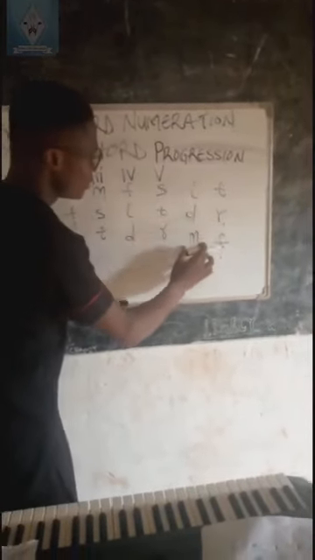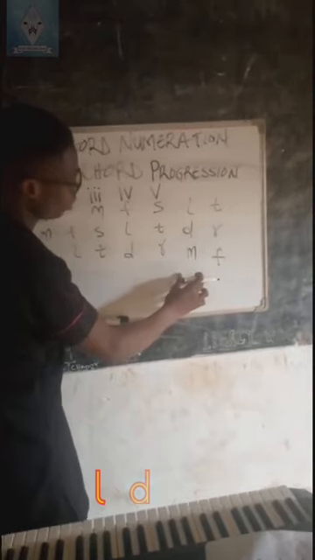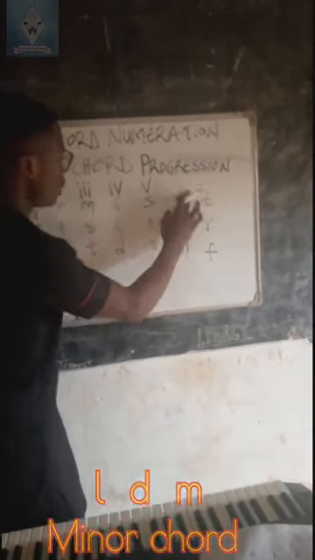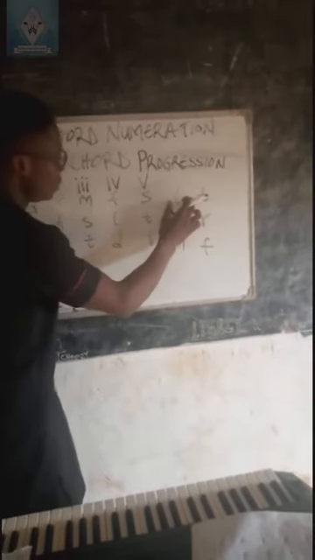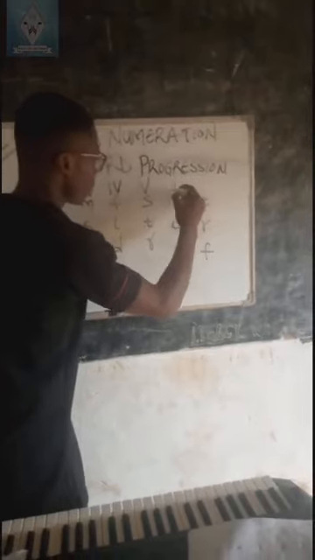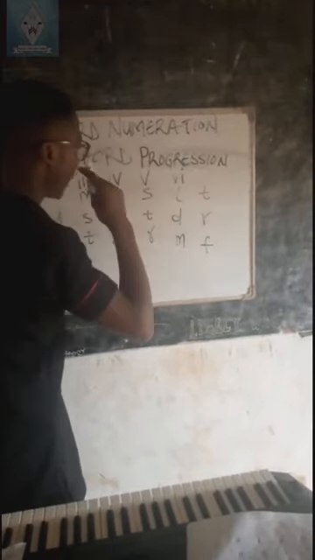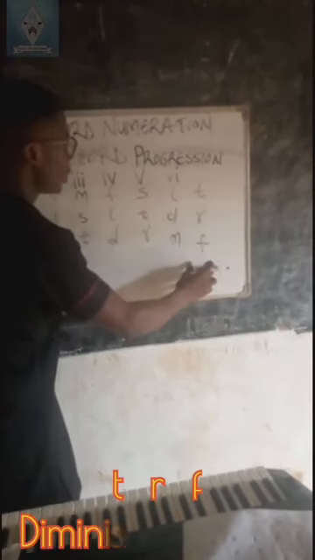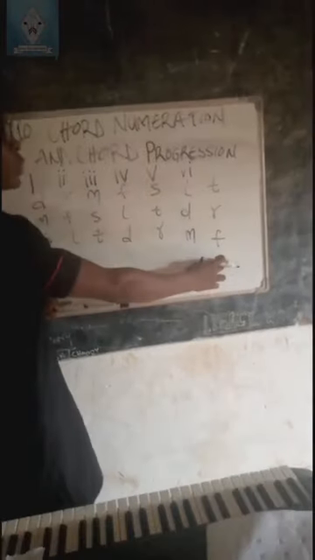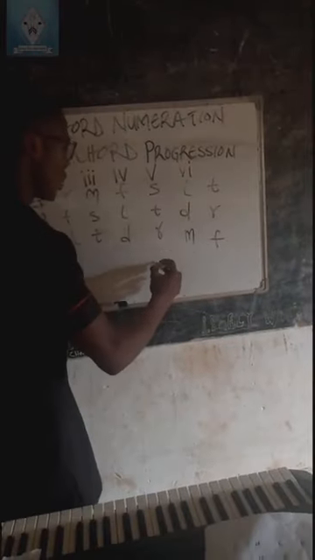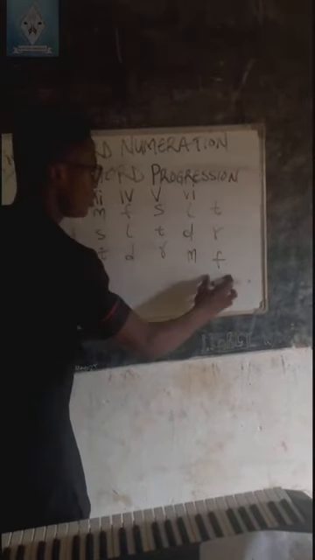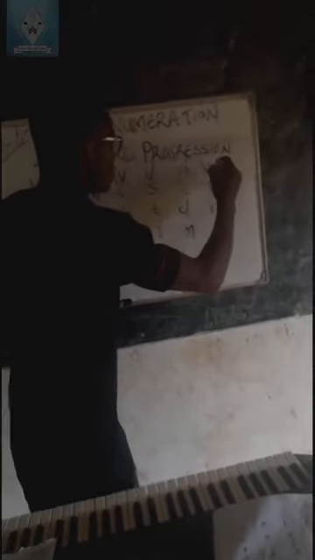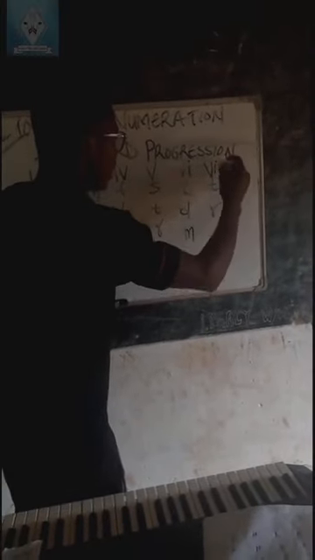Now, since this is also a minor chord, it should be numbered using lowercase Roman numerals. And since it is built on la, it should be 6, small vi. Now, this is a diminished chord, and diminished chords are numbered using lowercase numerals with the degree sign. Since it is built on T as the 7th note, the number should be 7, small letter vii, with the degree sign written at the top right corner.